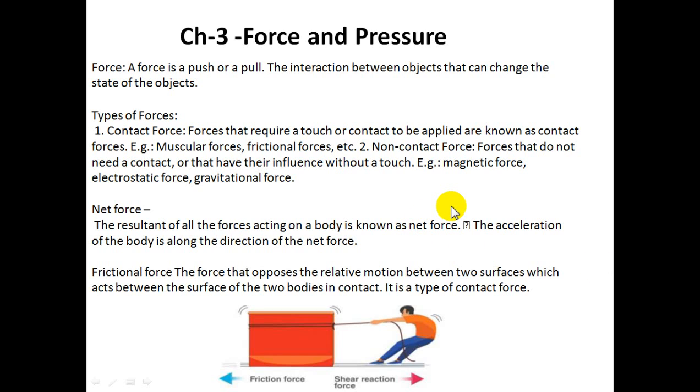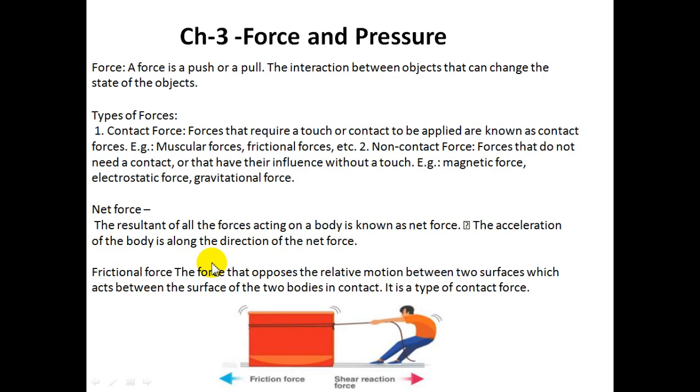Examples are magnetic force. On the basis of non-contact force, it is further divided into different types: magnetic force, electrostatic force, and gravitational force. So you are going to study all these types of force: what is muscular force, what is frictional force, what is magnetic force, what is electrostatic force, and what is gravitational force. One by one we will cover all the topics.